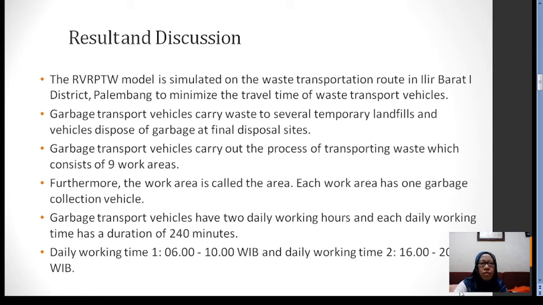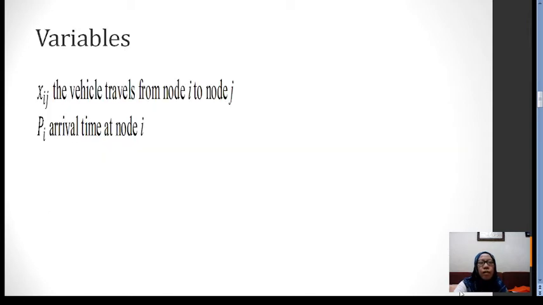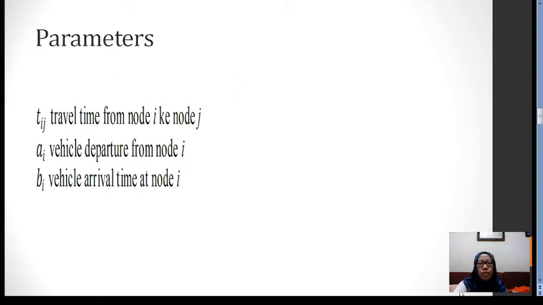Result and discussion. The RVRPTW model is simulated on the waste transportation route in Ilir Barat 1 District Palembang to minimize the travel time of waste transport vehicles. This working area has 9 work areas and 2 daily working times, namely daily working time 1 and daily working time 2. Variables used in this model. Parameters used in this model.